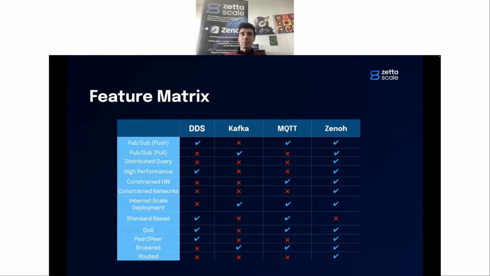QoS, obviously, there is some support for QoS in most of these technologies. Peer-to-peer is just DDS and Zenoh, not the others. Brokered is not DDS, it's the others. And routed, you see, it's only Zenoh, whose protocol is also able to route.